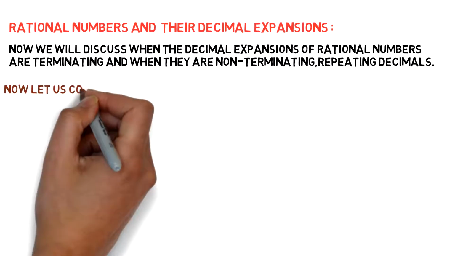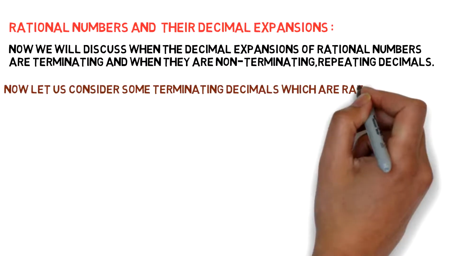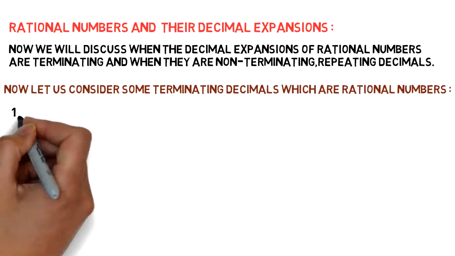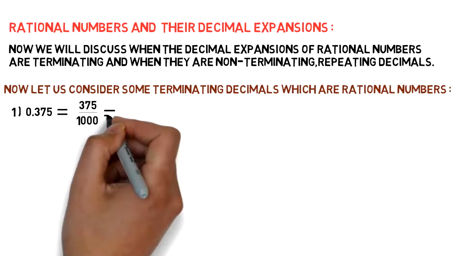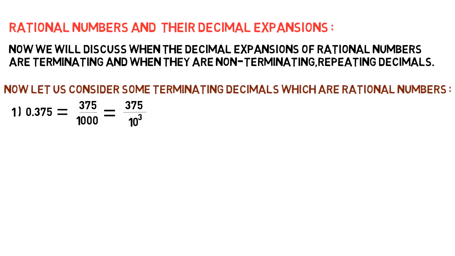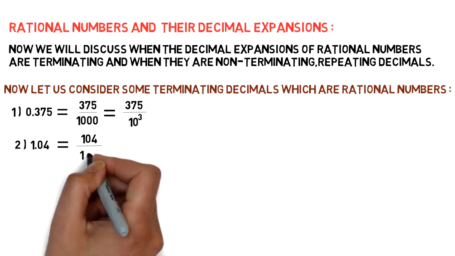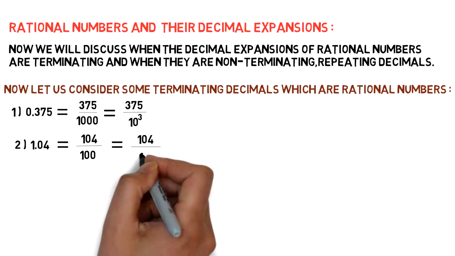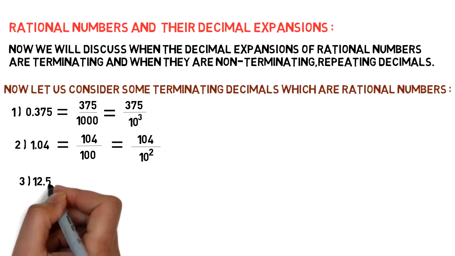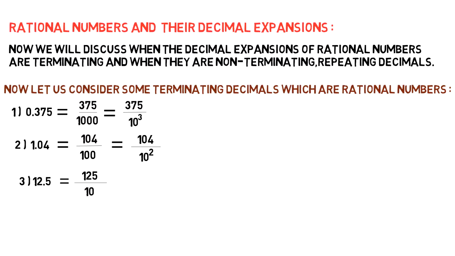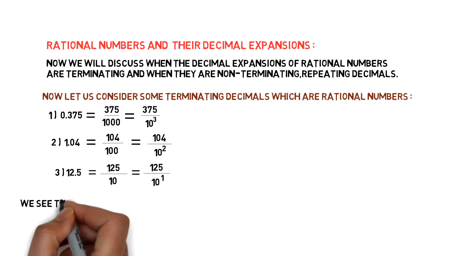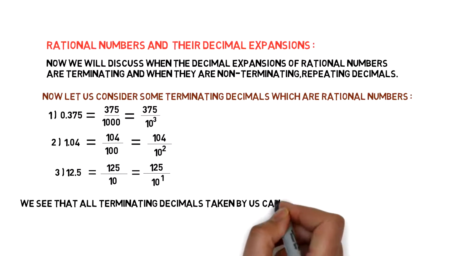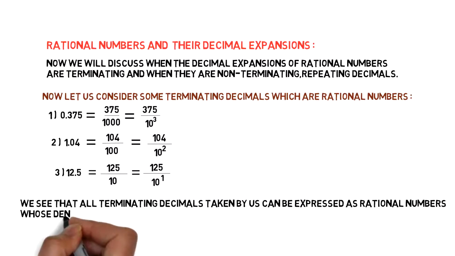Now let us consider some terminating decimals which are rational numbers. Example 1. 0.375 equals 375 by 1000 equals 375 by 10 cube. Example 2. 1.04 equals 104 by 100 equals 104 by 10 square. Example 3. 12.5 equals 125 by 10, which is equal to 125 by 10 to the power of 1. We see that all terminating decimals taken by us can be expressed as rational numbers whose denominators are powers of 10.